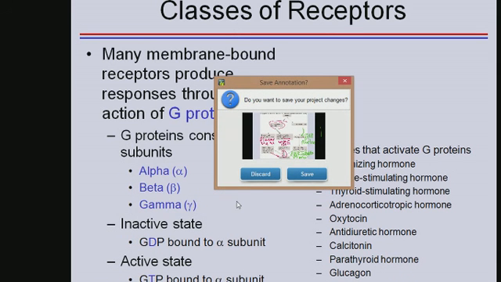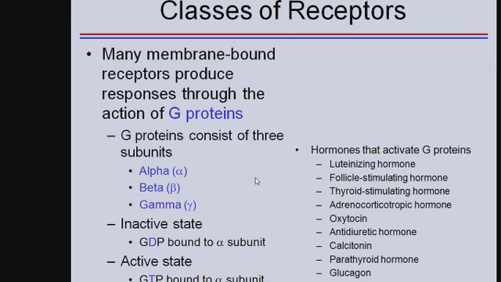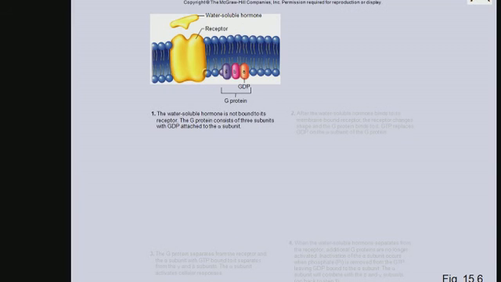Alright, so there's several classes of receptors we'll look at here. Many of the membrane-bound receptors produce responses through the action of G proteins. These G proteins consist of three subunits: the alpha, beta, and gamma subunit. The inactive state, or the GDP, is bound to an alpha subunit.